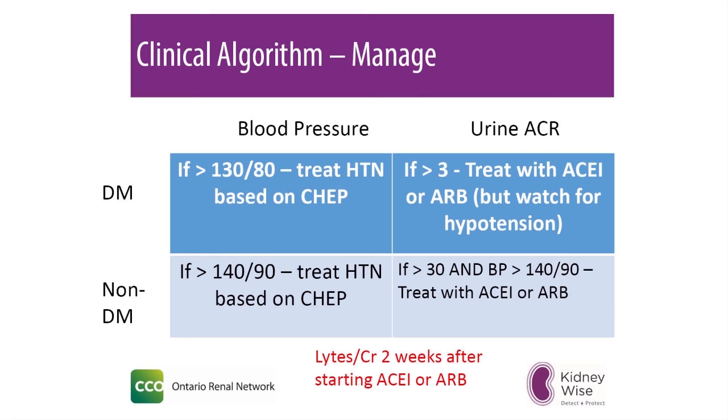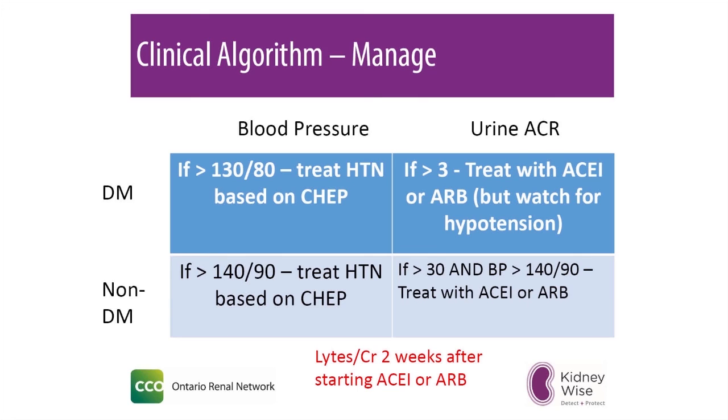If a patient who has chronic kidney disease but does not have diabetes and has an elevated urine ACR greater than 30 milligrams per millimole, in addition to their blood pressure being above target of 140/90, then it is recommended to start treatment with an ACE inhibitor or an ARB.